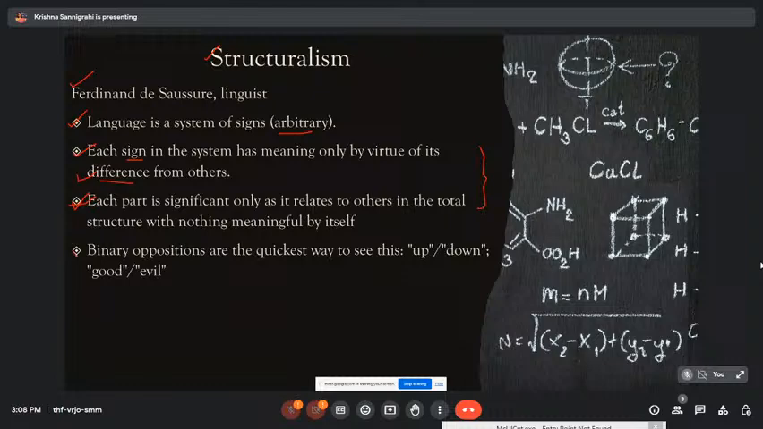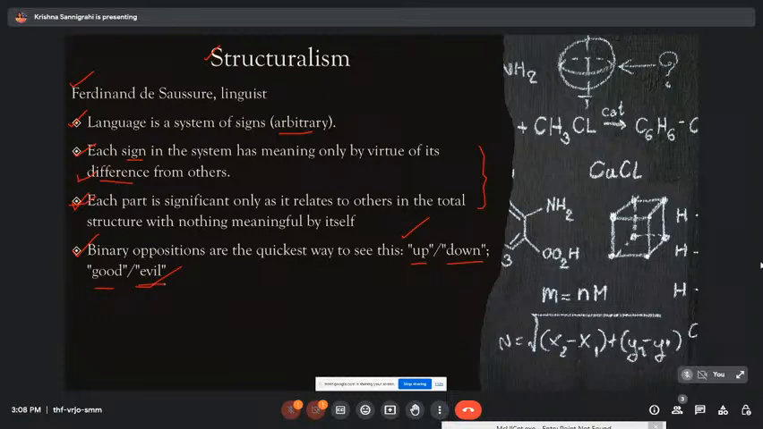Now, there is this concept of binary oppositions. What does binary mean? What does opposition mean? Whenever we say binary, the idea comes that two things are there. Oppositions means things which are opposite in nature, right? So when we think about binary oppositions, here are some examples, like up, down, good, evil. So what is up? Up is something which is not down, which is opposite to down. What is good? Good is the opposite of evil, right?